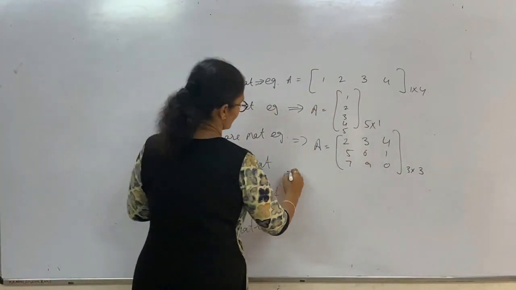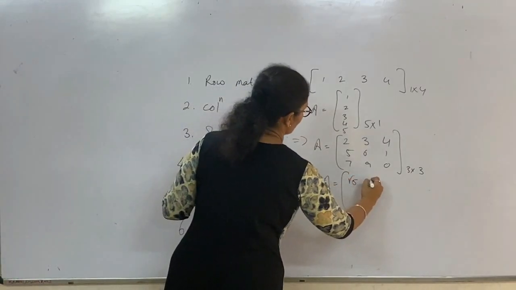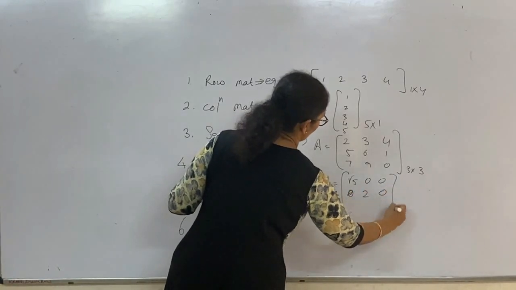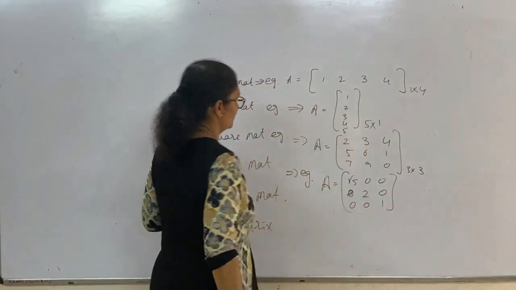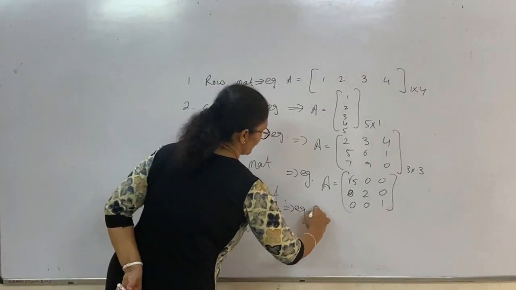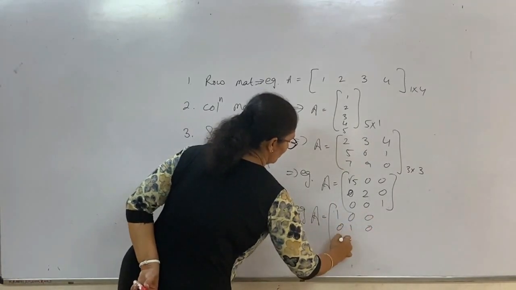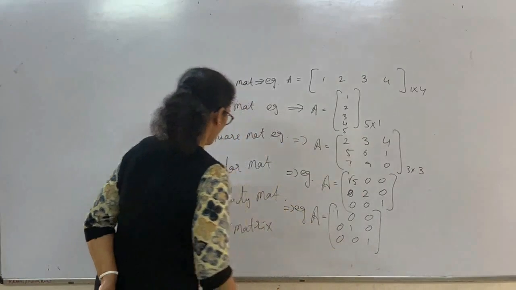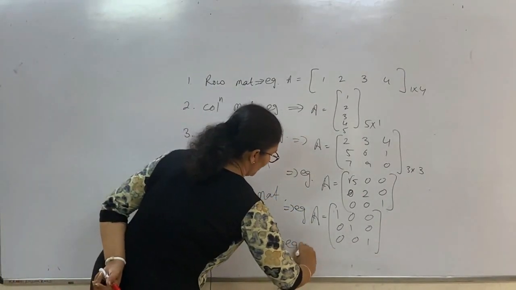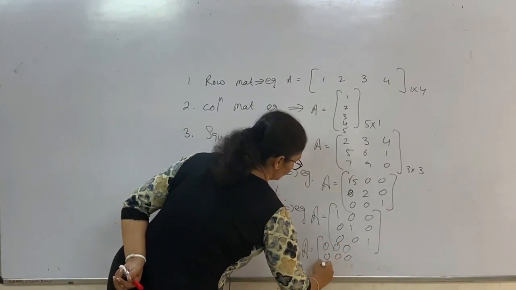Now a scalar matrix. One example of a scalar matrix. Let's take root 5, 0, 0, 0, 2, 0 and 0, 0, 1. This is your scalar matrix. Now an example of an identity matrix. Let's take one example, 1, 0, 0, 0, 1, 0, 0, 0, 1. This is your identity matrix. And the last one, the zero matrix. For a zero matrix, let's take all the elements of the matrix as 0.